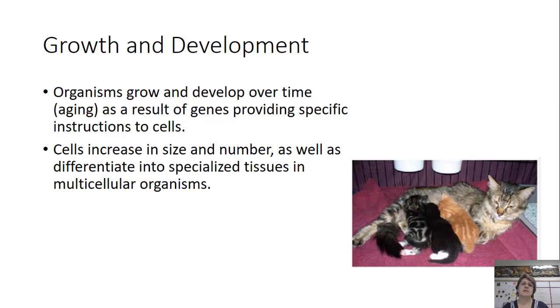As that organism then grows, it's going to grow and develop over time, and that's called aging, and it is a result of genes providing specific instructions to cells. So as the organism grows, it's going to have cell differentiation, and that is what will allow it to develop over time. So the cells will increase in size and number, but also differentiate into specialized tissues in multicellular organisms.